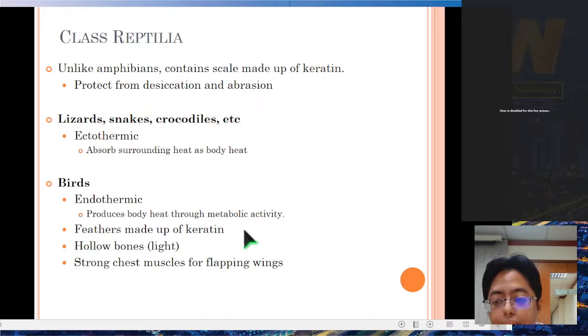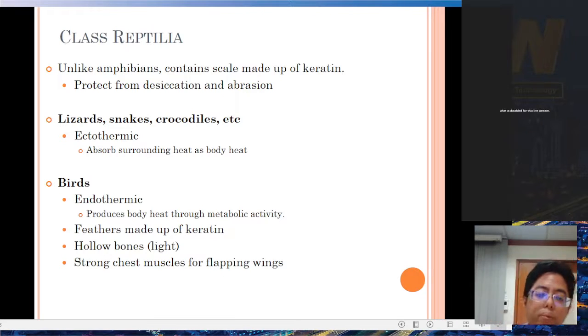Okay. Class Reptilia. Unlike amphibians, these contain scales made out of keratin. So keratin is like what? It's like our fingernails. Okay, so it protects the body from desiccation and abrasion. So you have lizards, snakes, and crocodiles. All of those are reptiles. And also the body is ectothermic. Similar to fish, they will absorb the surrounding heat as body heat.